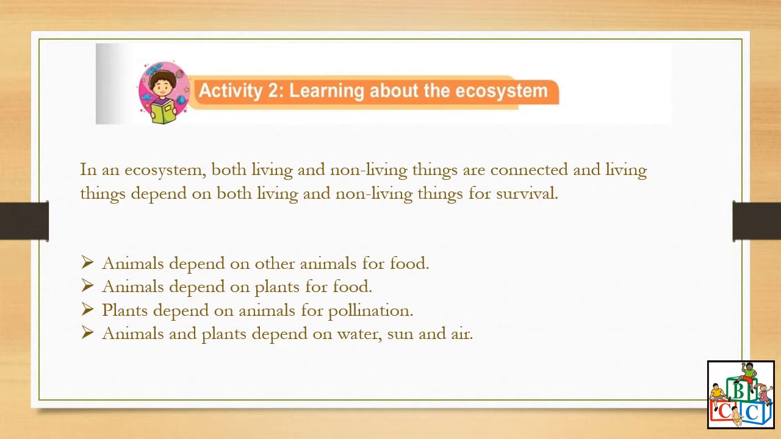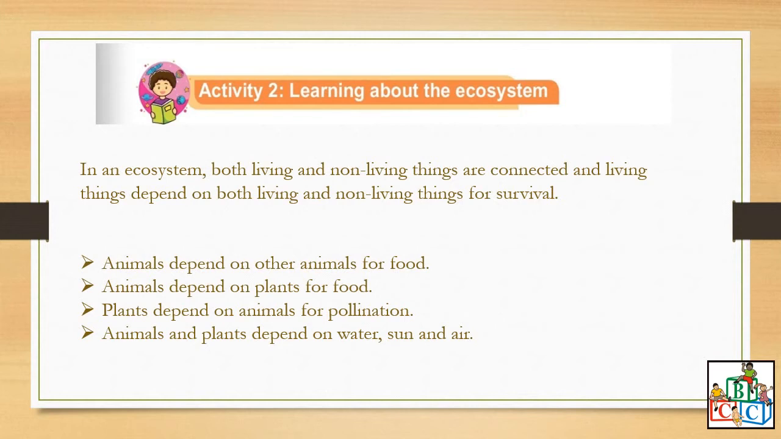You have animals that depend on plants as well for food. Herbivorous animals eat only plants, for example deer, goat, rabbit, cow. So these animals will depend on plants. Now you have some plants also that depend on animals for survival, such as for pollination. You have some animals, for example butterflies, who pollinate flowers.